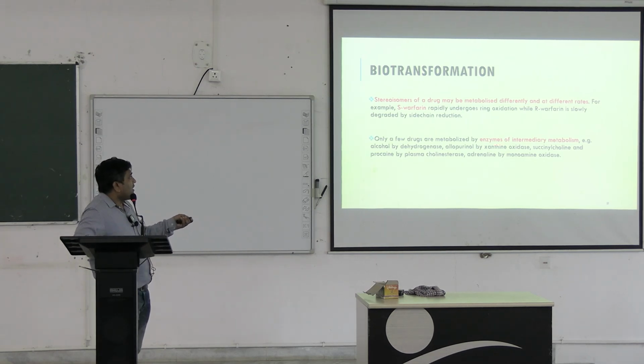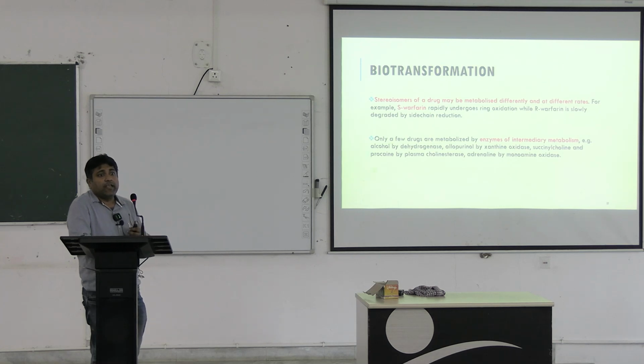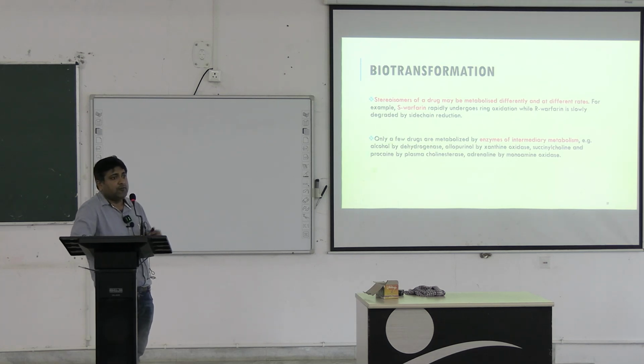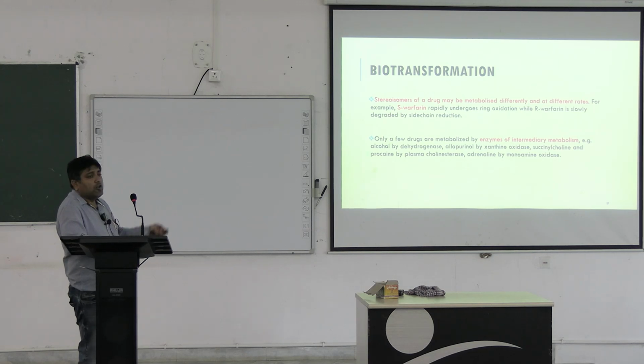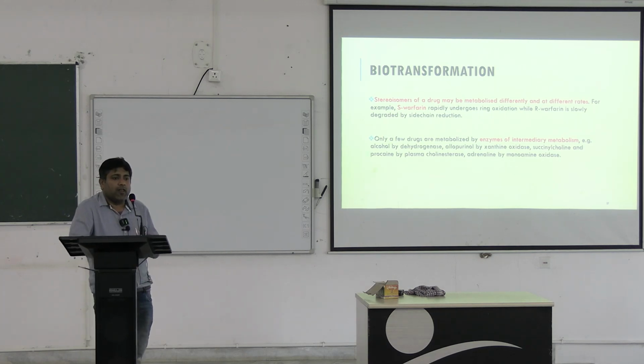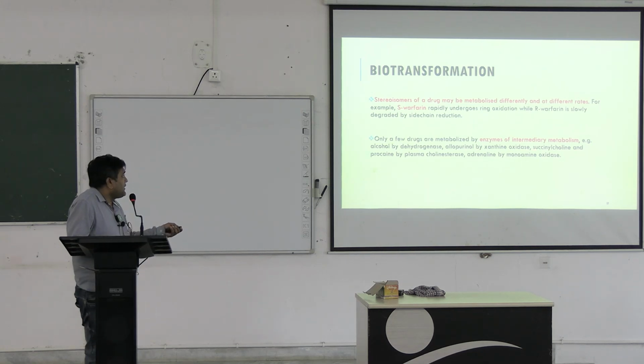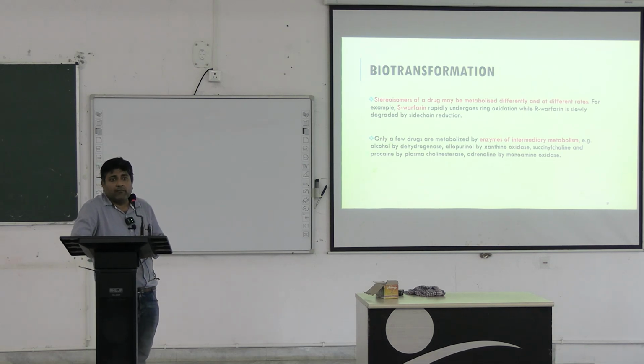Only a few drugs are metabolized by enzymes of intermediary metabolism. They do not undergo phase 1 or phase 2 metabolism. Like alcohol. Alcohol is metabolized by alcohol dehydrogenase enzyme. Like allopurinol. Allopurinol basically is metabolized by xanthine oxidase. Succinylcholine is metabolized by pseudocholinesterase, and others.